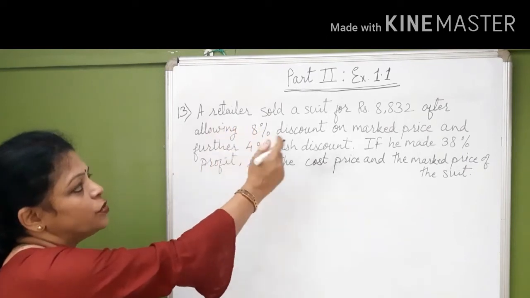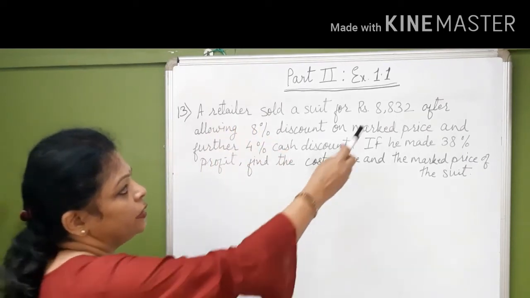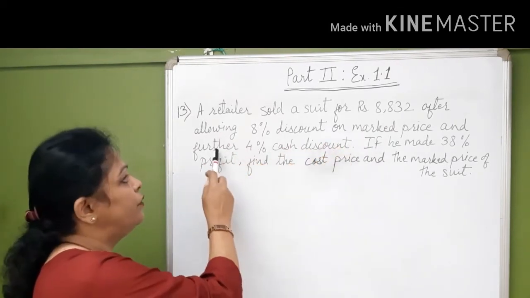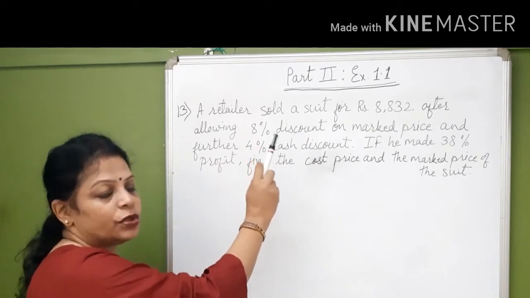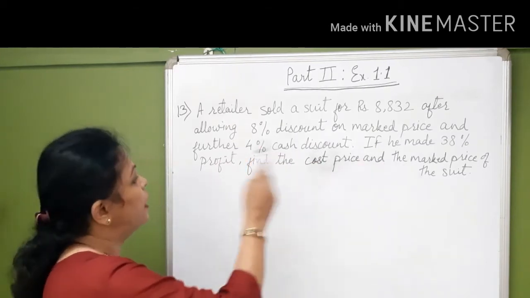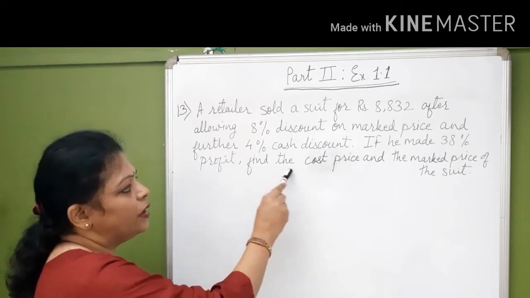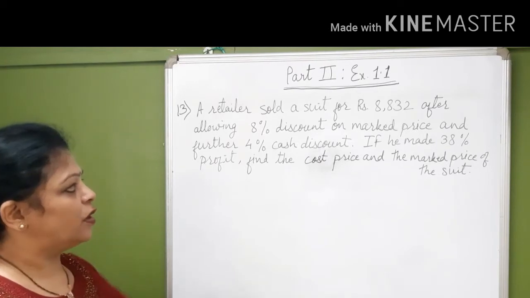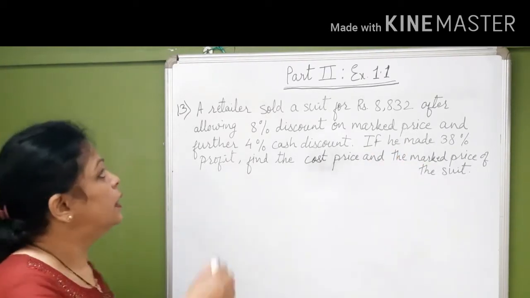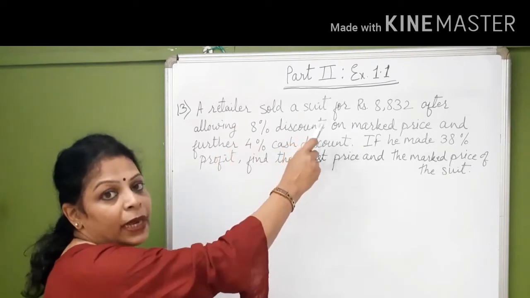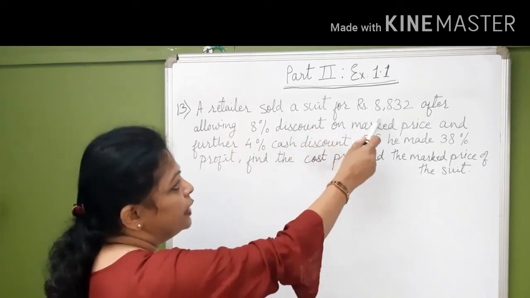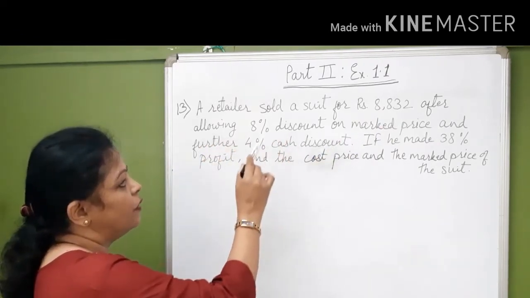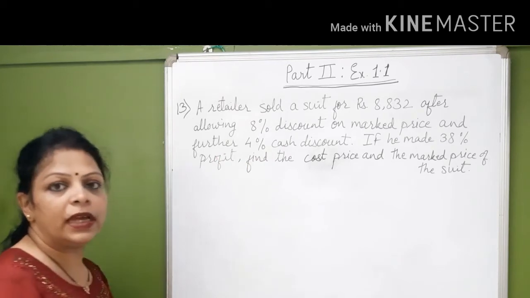A retailer sold a suit for rupees 8,832 after allowing 8% discount on the mark price and further 4% cash discount. Fine. If he made 38% profit, find the cost price and the mark price of the suit. Now what we can do is first you concentrate on the mark price. The selling, that is the net price of the suit is 8,832. That is after allowing 8% discount and then the further 4% cash discount.